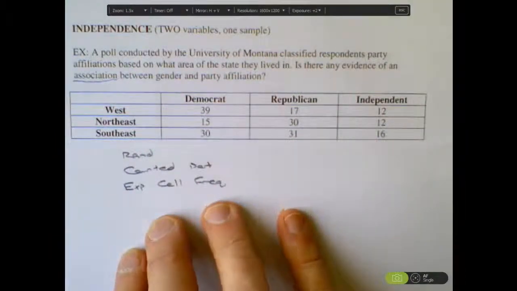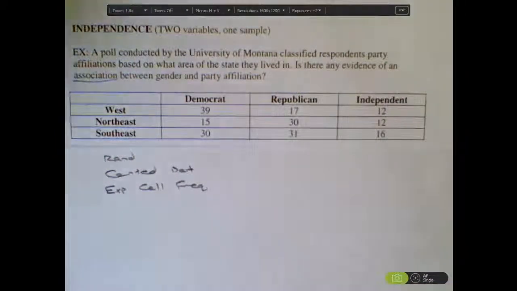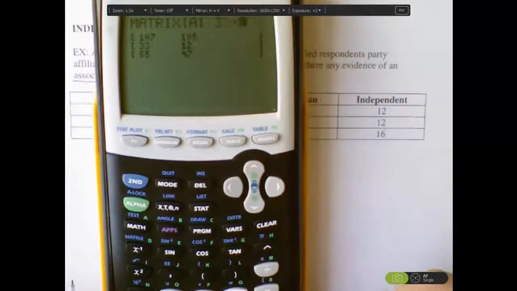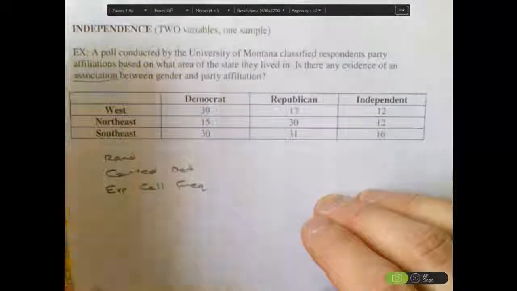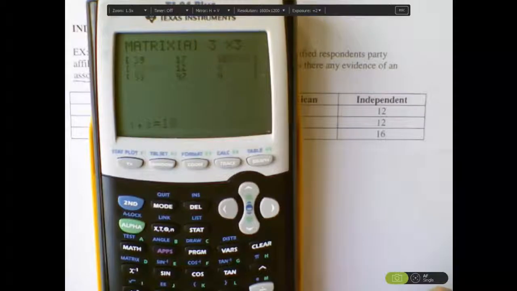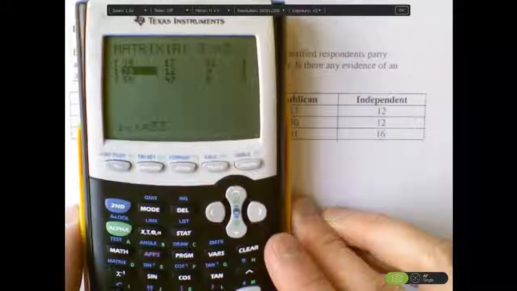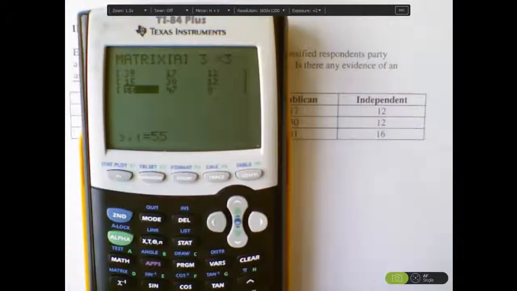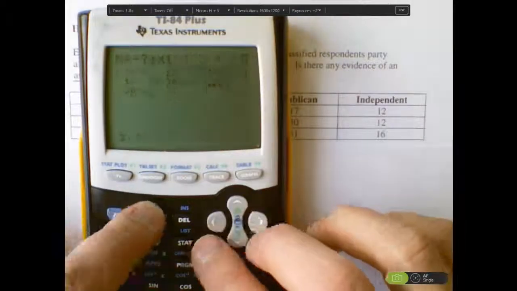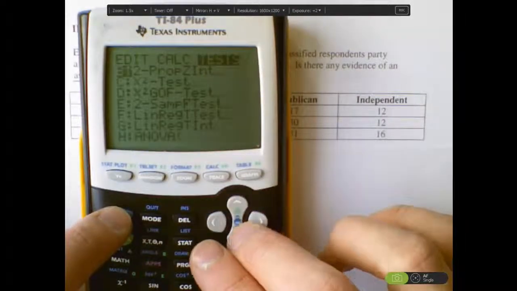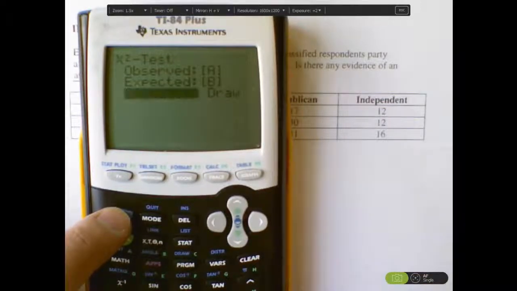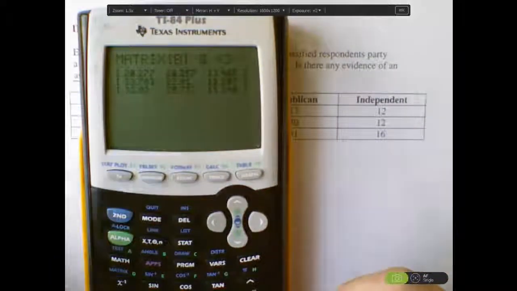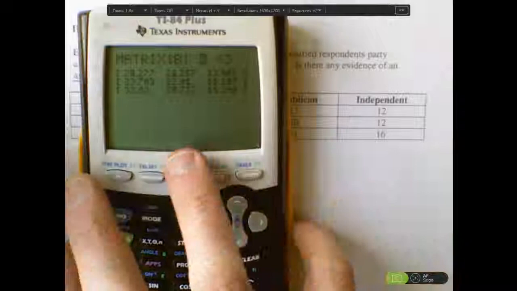Mechanics are going to be very similar to what they were above. I'm going to plug these into the matrix, getting my values for the expected, so 3 by 3, and my values here, 39, 17, 12, 15, 30, 12, and 30, 31, 16. Go back to chi-squared test. Observed in A, we want expected in B, calculate. You're going to need to go to matrix B, take a look. These are all greater than or equal to 5. I don't need to worry about combining any cells.